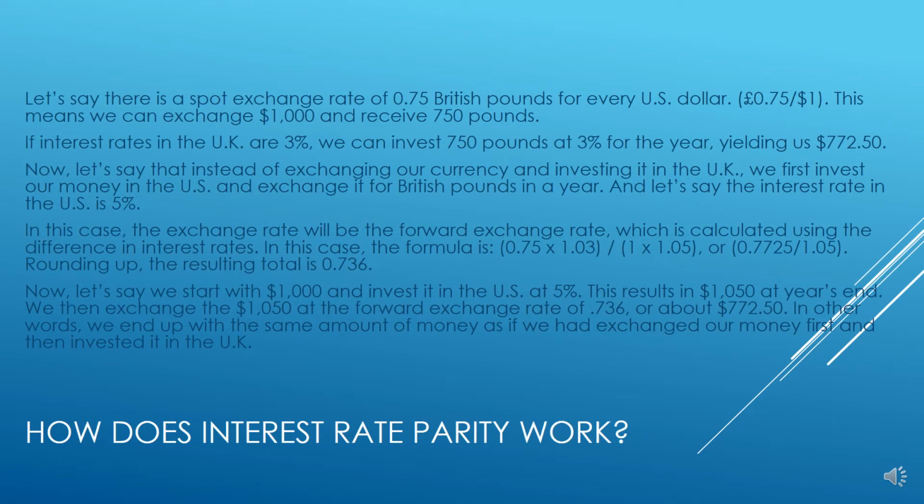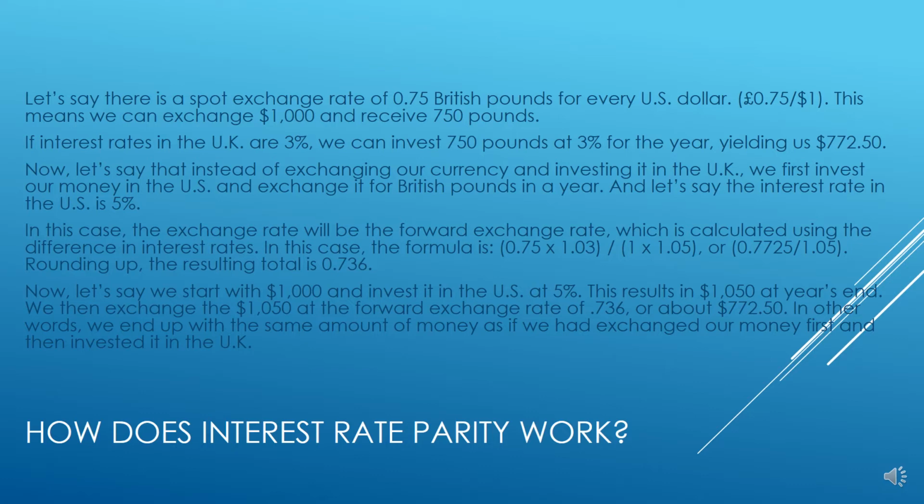How does interest rate parity work? Let us say there is a spot exchange rate of 0.75 British pounds for every US dollar. This means we can exchange $1,000 and receive 750 pounds. If interest rates in the UK are 3%, we can invest 750 pounds at 3% for the year, yielding $772.50.